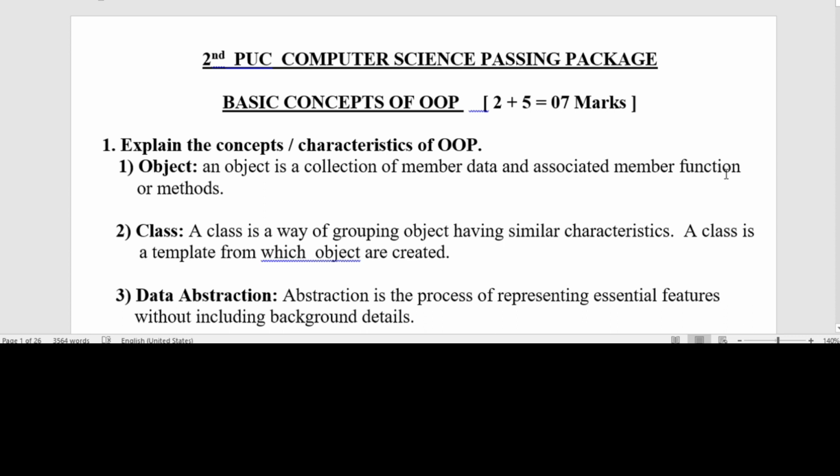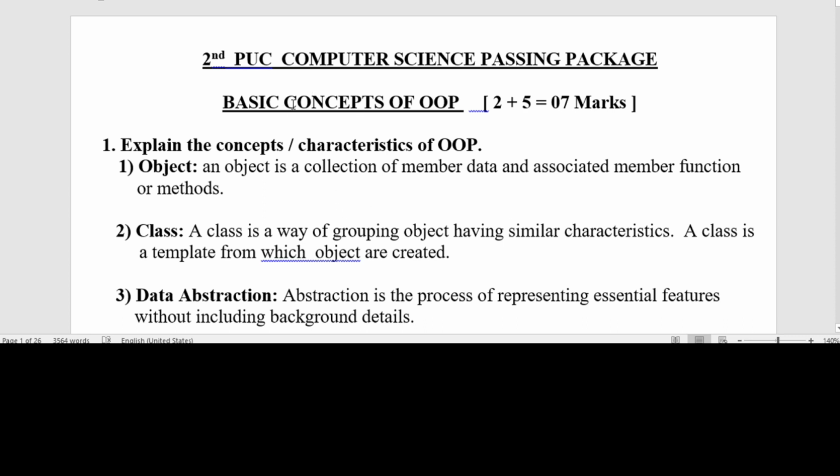So in the previous video, we discussed the passing package of 2nd PUC Computer Science, and we saw the list of important chapters that we need to go through to score a maximum of 38 marks, that is between 21 to 30. Well, in today's video, we will discuss the details of each and every chapter.